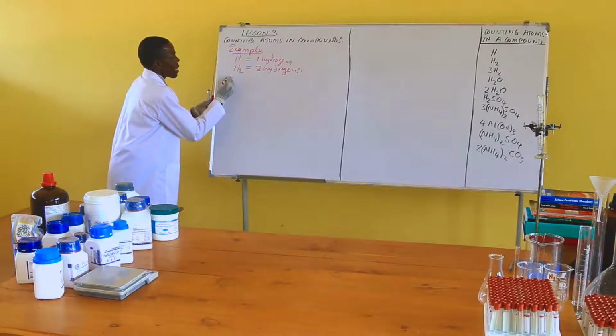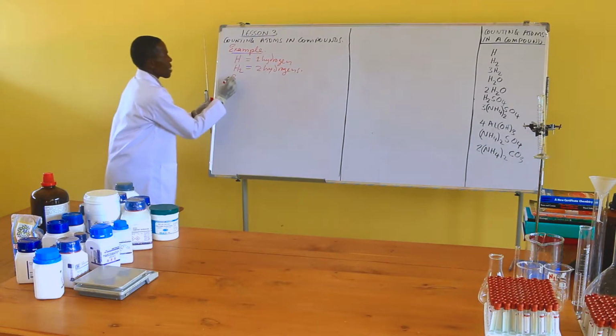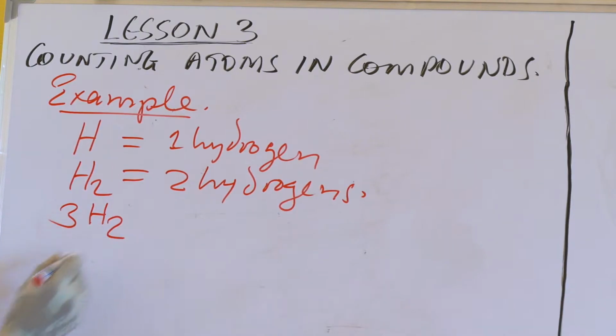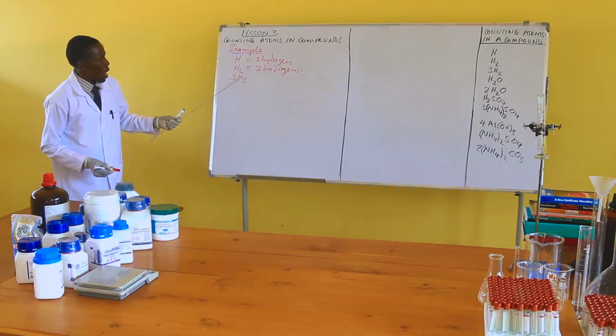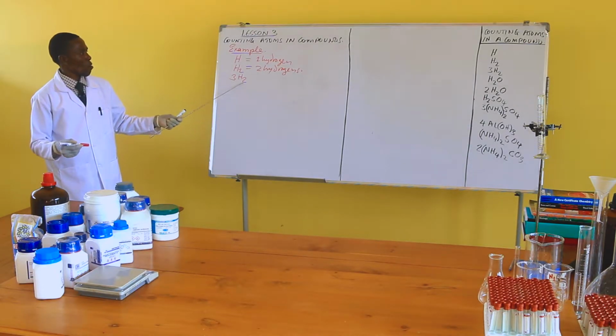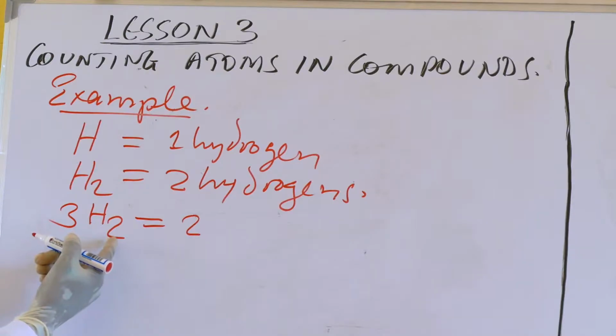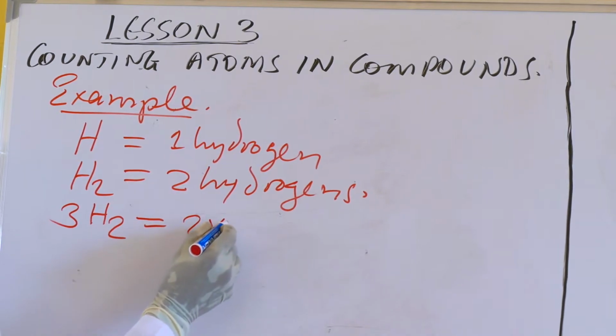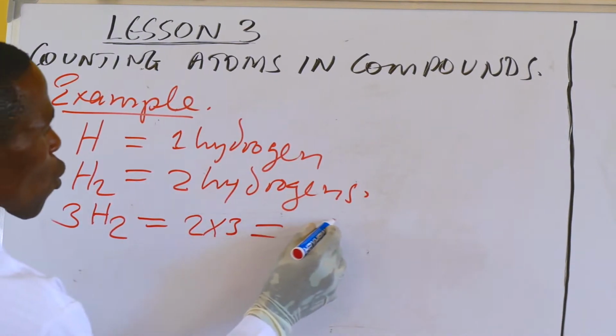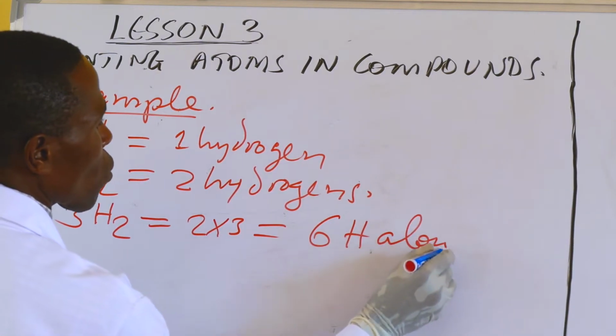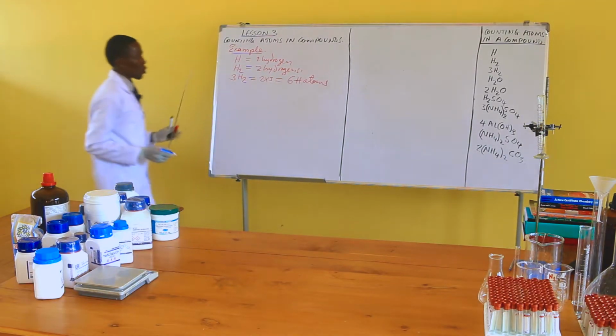But if it starts with 3, then a hydrogen molecule like this, see, here we have the 3 first, then the hydrogen molecule. The hydrogen molecule has 2 hydrogen atoms, but how many hydrogen molecules are there? They are 3. So it is 2 hydrogen atoms times 3. This brings a total of 6 hydrogen atoms.